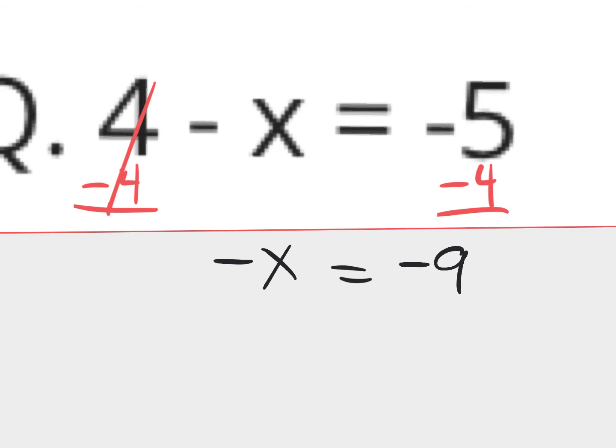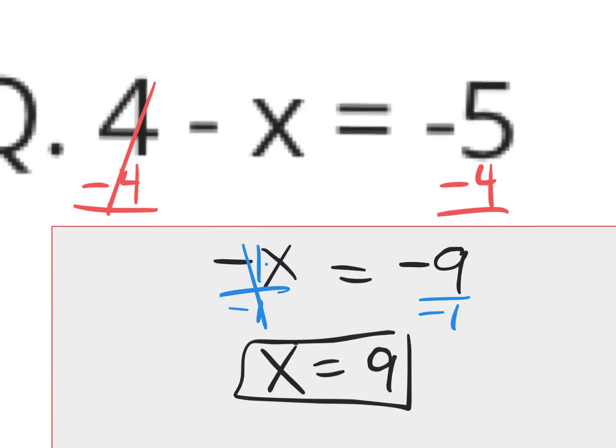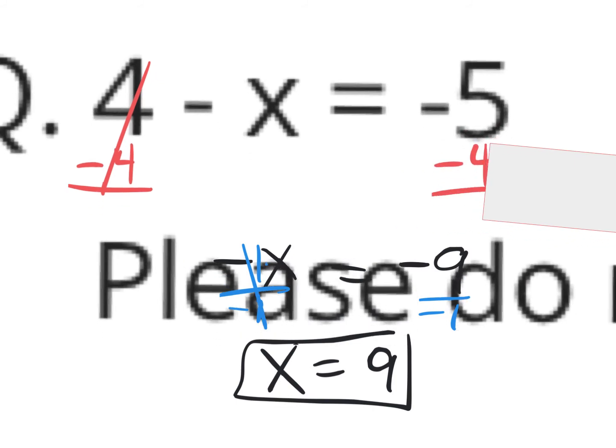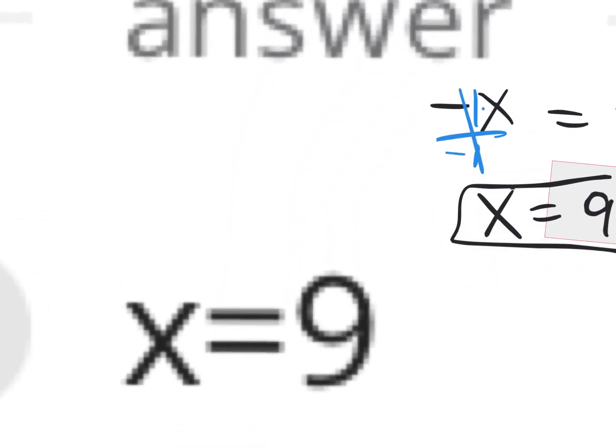Okay. Now, how do I get rid of that negative in front of the x? You could either multiply both sides by negative 1 or divide both sides by negative 1. You could think of it as a negative 1 times x. That way you divide both sides by that negative 1. You're going to end up with x equals positive 9, and that should be your final answer. Let's move this out of the way, and let's see. Answer is x equals positive 9.